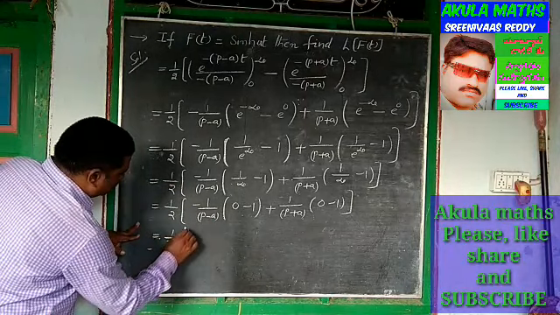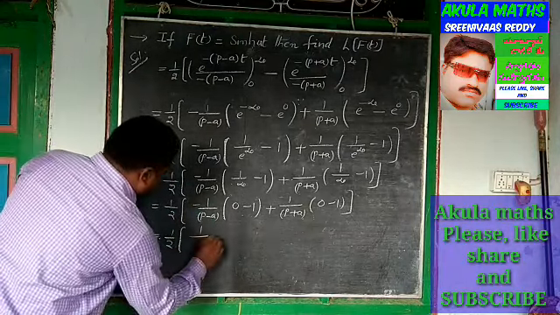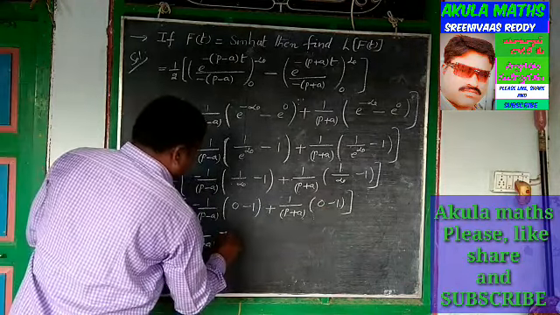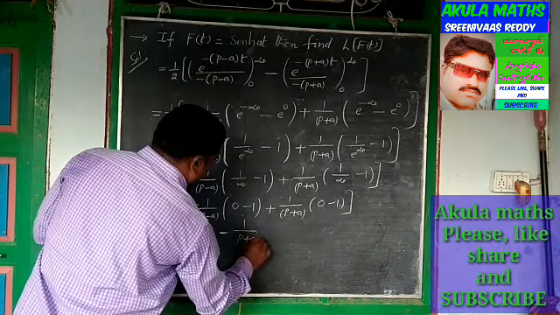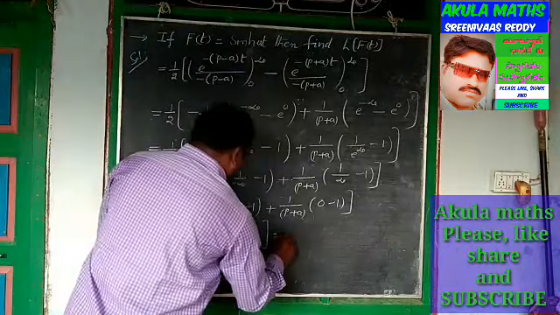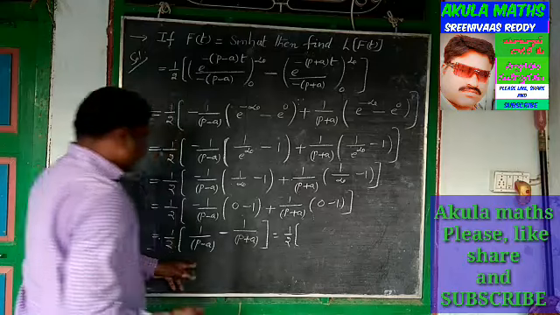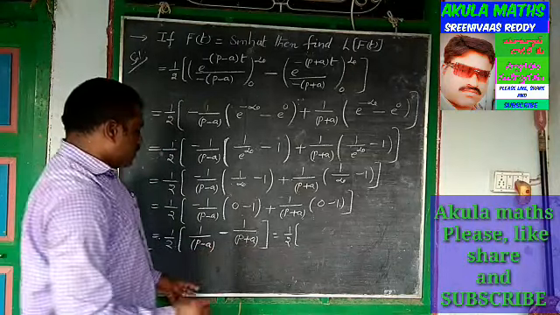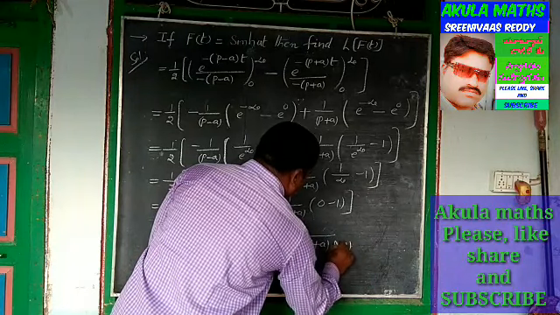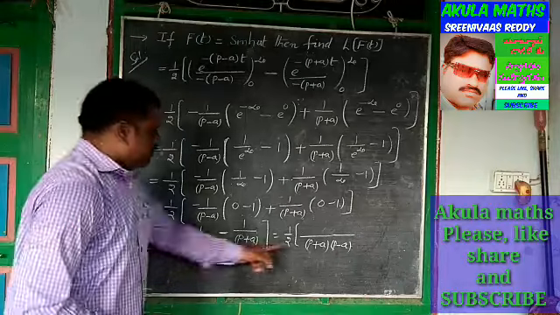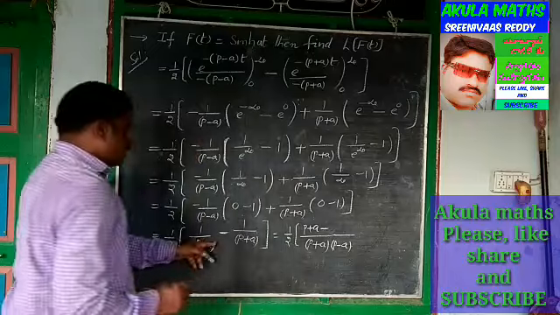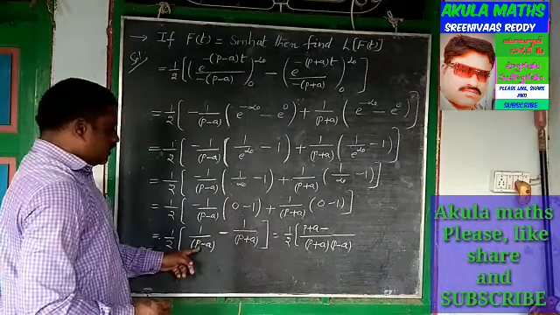That is equal to 1 by 2 into minus plus 1 by p minus a. Plus into minus means minus 1 by p plus a. So that is equal to 1 by 2 into LCM, p plus a into p minus a. So p minus a gets cancelled. Remaining is p plus a minus p plus a cancel, p minus a.